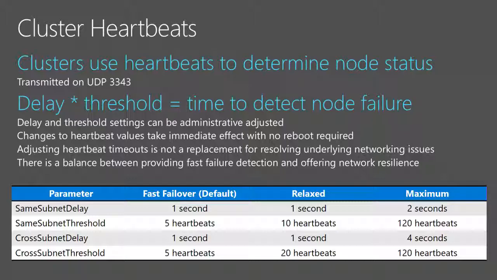Just out of curiosity, how many of you have had to adjust these on your existing DAG? A few of you, okay.